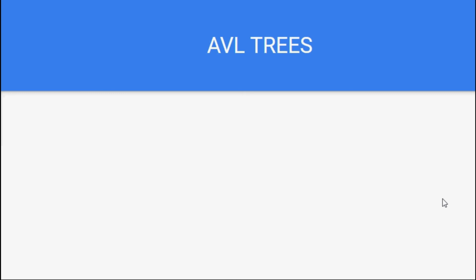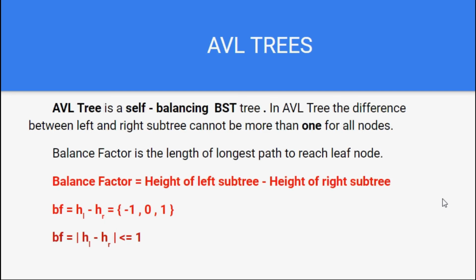A stands for Adelson, V stands for Velsky, L stands for Landis. They are the inventors of this particular concept. Okay. Now, let's just understand what AVL trees are. AVL tree is a self-balancing BST tree. Now, what is this BST? That is binary search tree.